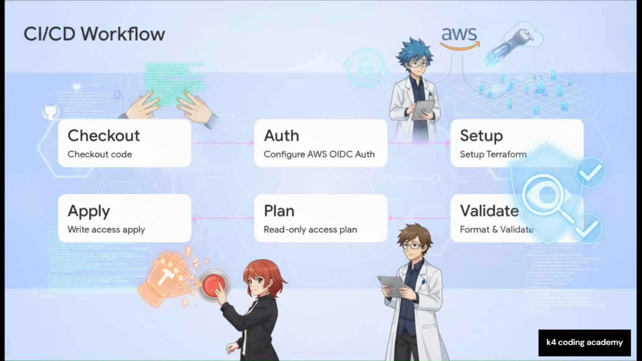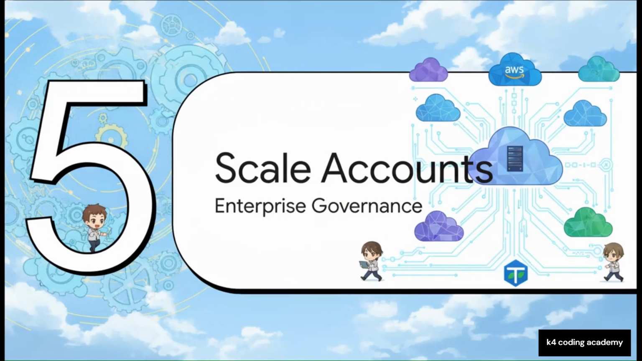It is a non-negotiable best practice to separate your permissions here. Your plan job must only have read-only access to your AWS account. It's just peeking at what will change. Only the final apply job, which runs after merging to your main branch, should ever have the actual write access to modify your infrastructure. All right, on to Section 5, scaling to multiple accounts, enterprise governance.